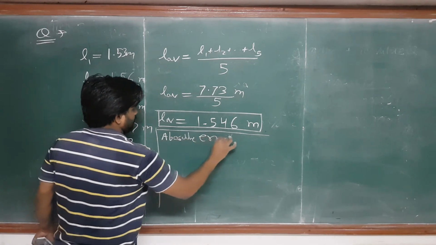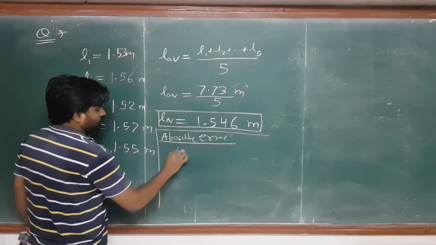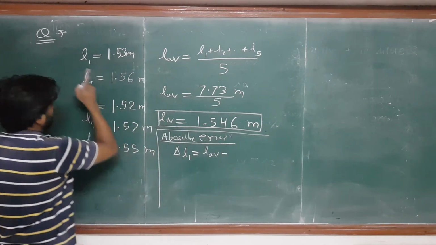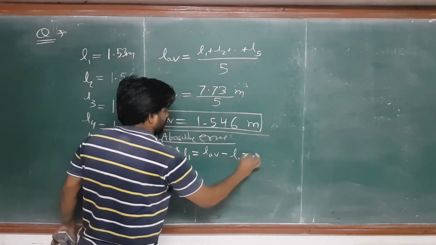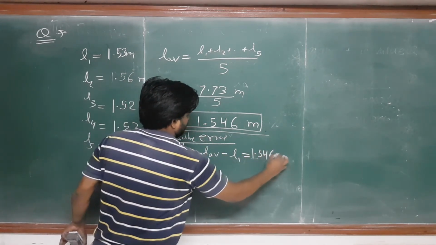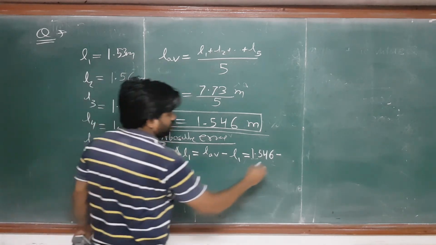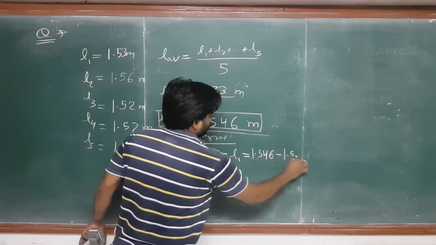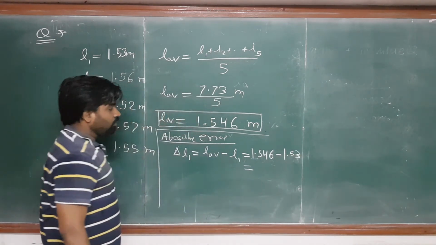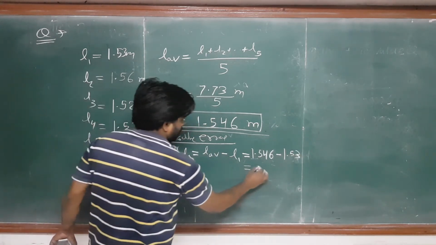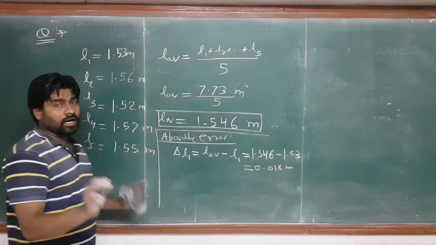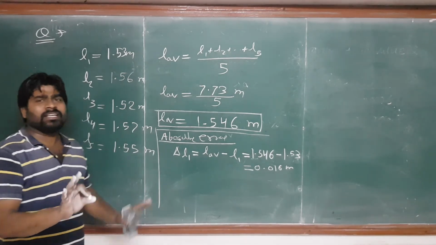Absolute error. Okay? What will we do? We will get the del L1. Del L1 is L average minus L1. So L1 is this. How much is your L average? 1.546 minus L1, which is 1.53. Now tell me how much value will come. The value will come equal to, do the subtraction, how much will it be? 0.016 meter. All units are in meter. So 0.016, it is very less.